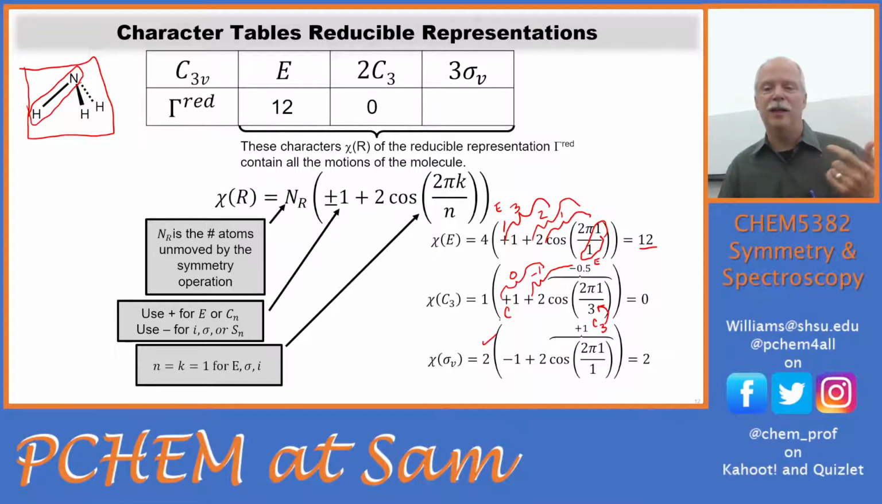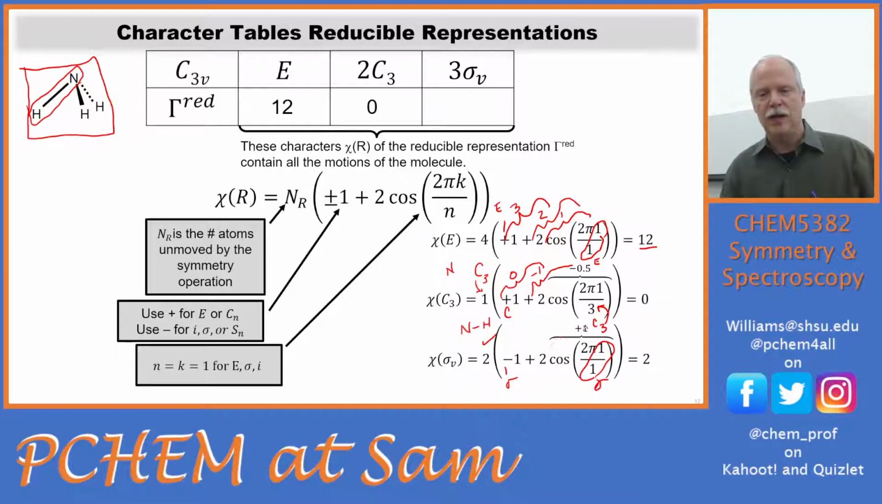We didn't talk about the rotation for the C3. The nitrogen was unmoved, right? And here the NH in the plane of the reflection is unmoved. So it's a 2. We use a minus 1 here because of the sigma. We have a 1 and 1 here because of the sigma.